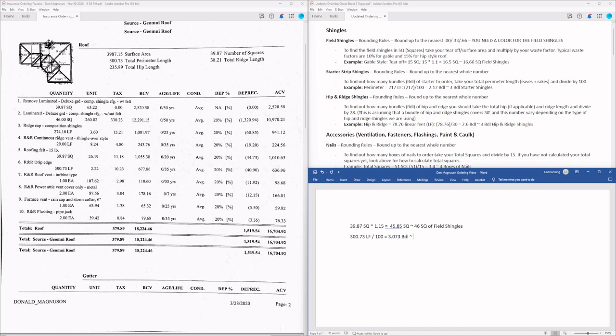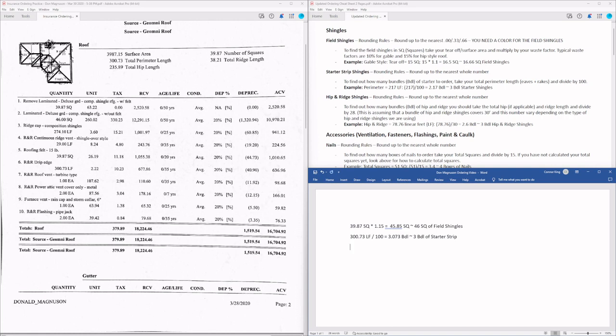Now with how close this is to being exactly 3 bundles, and with the crew having the ability to use some of the field shingles as starter strip shingles if necessary, we're probably in this case going to round down. This is one of the exceptions to the rule. Typically with starter strip shingles we're always going to round up, but with how close it is, we're going to make that judgment call and round down to just 3. If it's anything above 0.1 or higher, definitely round up, but how close this is, I think we can get away with it.